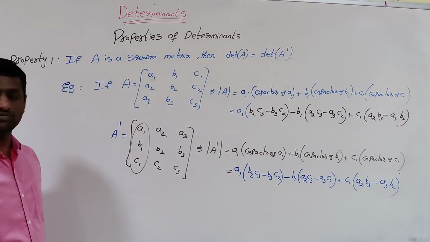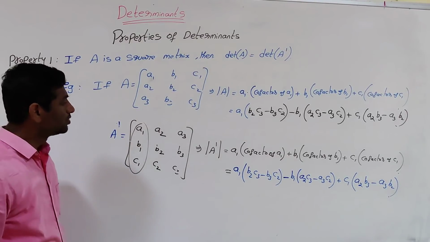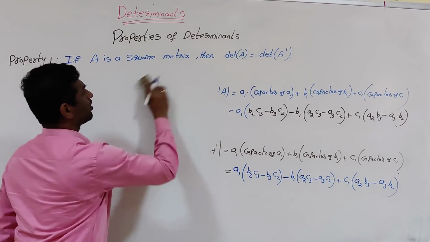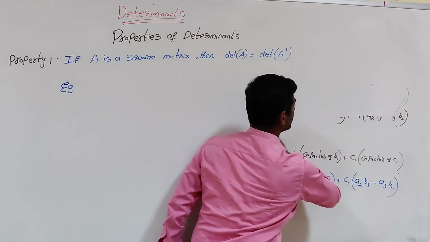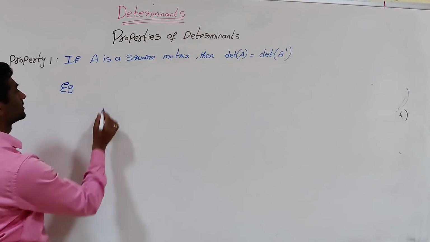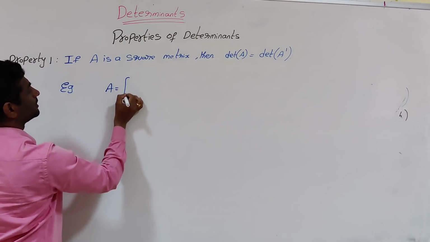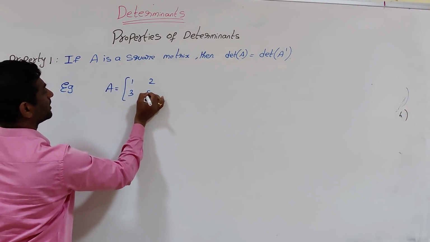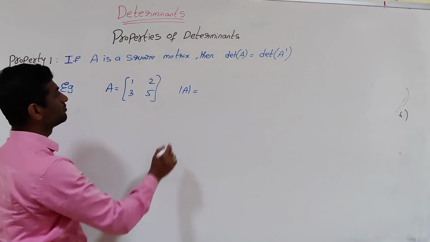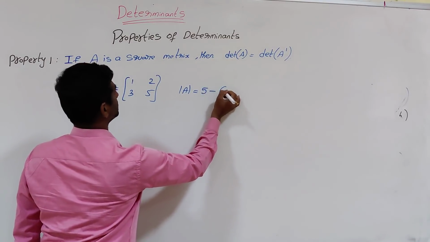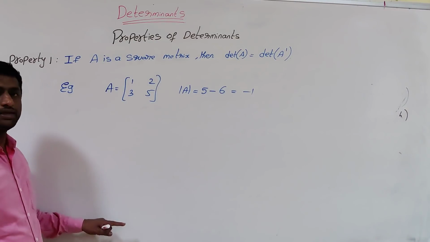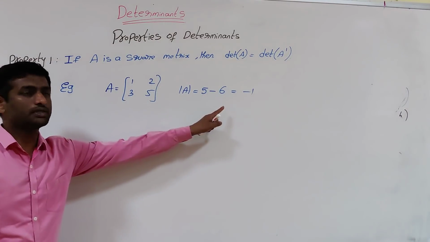A small example will help, with a small 2 by 2 matrix. We'll see with a small example whether the property exists or not. We'll see one example of a 2 by 2 matrix. A is equal to [1, 2; 3, 5]. The determinant of A is what? The product of 1 into 5 minus the product of 3 into 2, that is 5 minus 6, which gives minus 1.